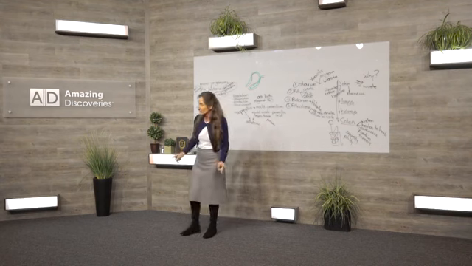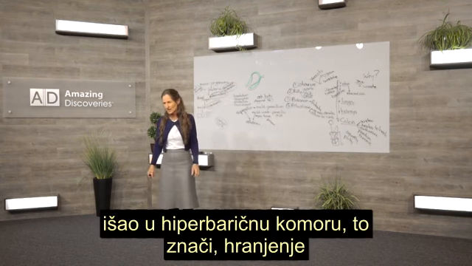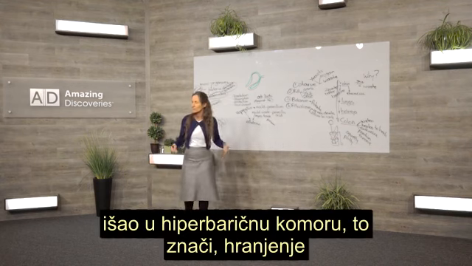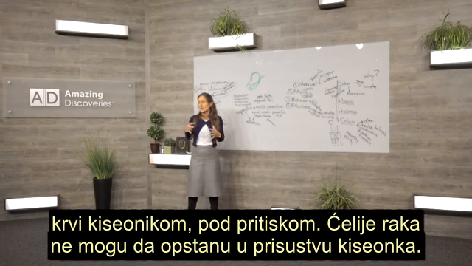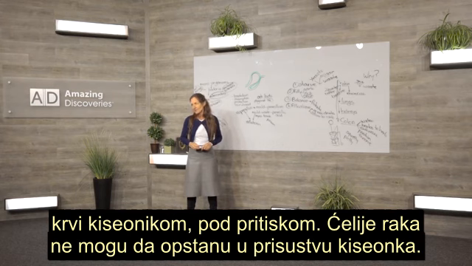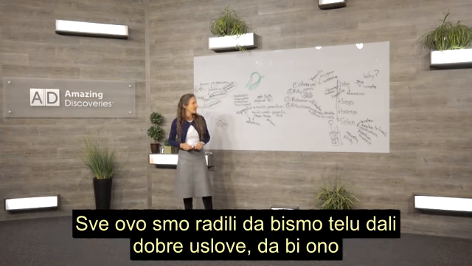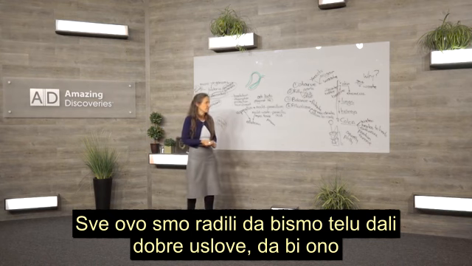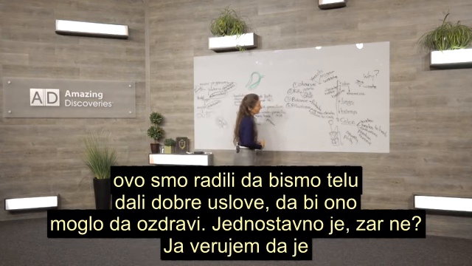And also, at one of the retreats he went to, they had a hyperbaric chamber. And a hyperbaric chamber is putting oxygen into the blood under pressure. Cancer cannot live in the presence of oxygen. And so all of these things were giving the body the right conditions so that he could heal.